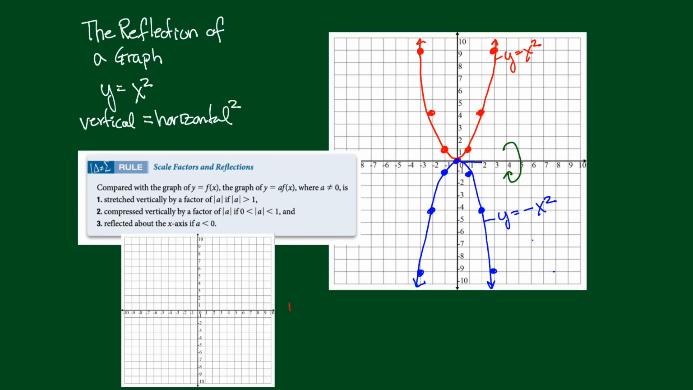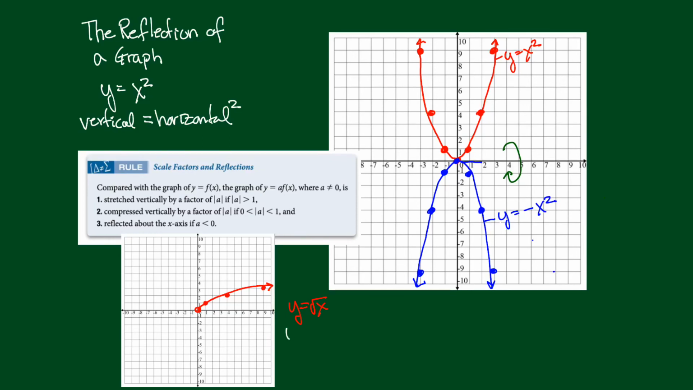Let's try one here. Let's go with this one here. Say we take y equals the square root of x. Okay, now that one looks like this. When x is 0, y is 0. When x is 1, y is 1. When x is 4, the square root of 4 is 2. When x is 9, the square root of 9 is 3. That's one of those 6 basic graphs that we just need to have in our library of functions in our head. All right, so there's the basic graph.